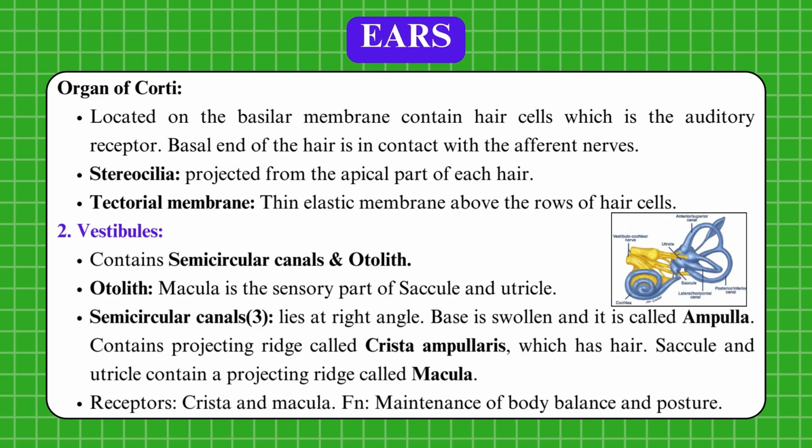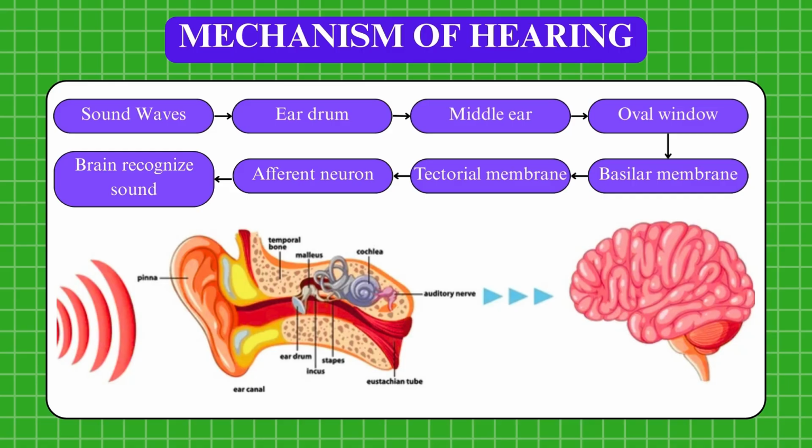2. Vestibules. See the picture. It contains semicircular canals and otolith. Otolith, macula, is the sensory part of saccule and utricle. Semicircular canals, 3, lie at right angles. Base is swollen and is called ampulla. Contains a projecting ridge called crista ampullaris, which has hair. Saccule and utricle contain a projecting ridge called macula. Receptors: crista and macula. Function: maintenance of body balance and posture.